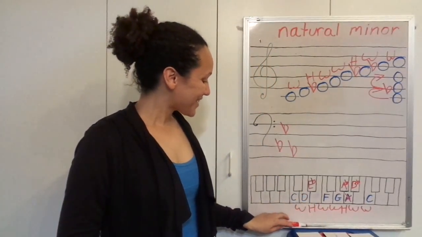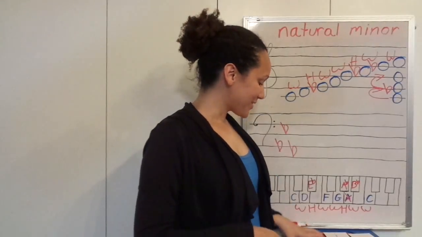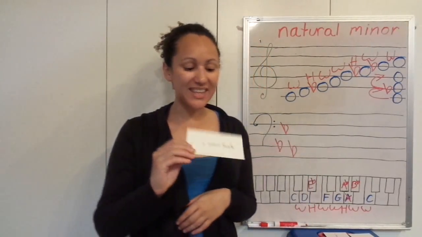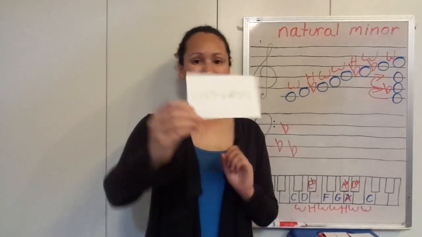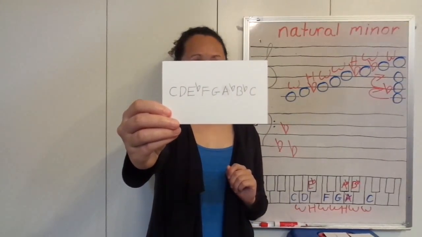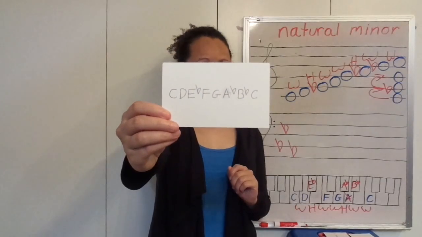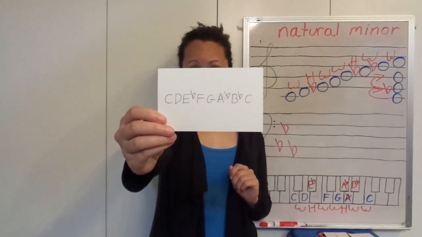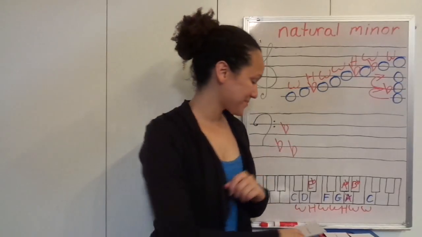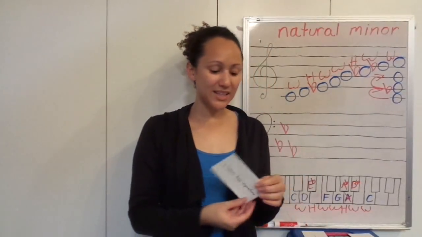Okay. Go ahead and take out your flashcards. We're going to add 3 more. C minor scale. Write it out. C, D, E flat, F, G, A flat, B flat, C. And the C minor key signature.